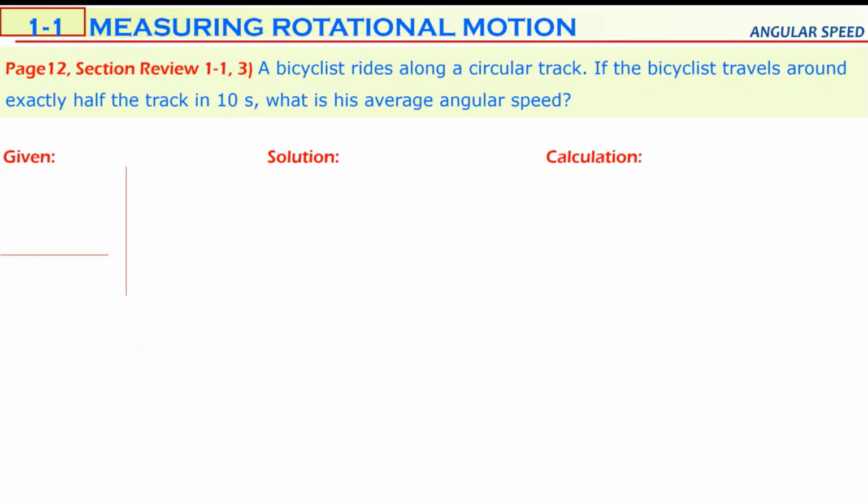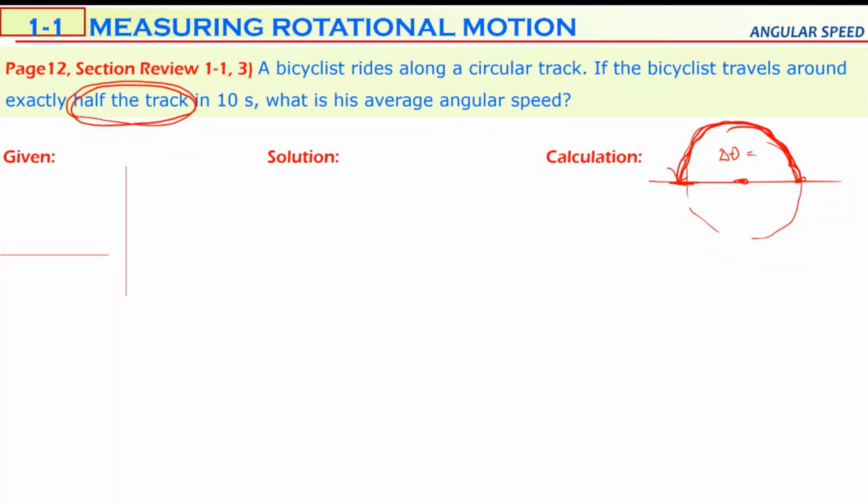This is also a very important type of question in the ministry exam about angular speed. A cyclist rides along a circular track. A cyclist travels around exactly half the track. Half the track means the cyclist starts from here, not completing the circle. What is this called? It's called a semicircle. What is the angular displacement for a semicircle? Pi radian or 3.14. Correct. So the angular displacement is pi radian or 3.14 radian.